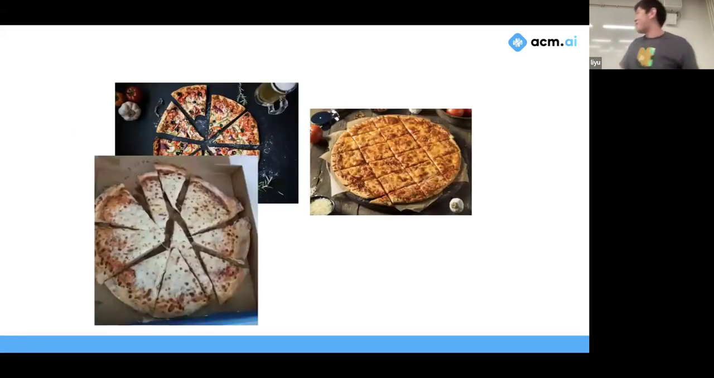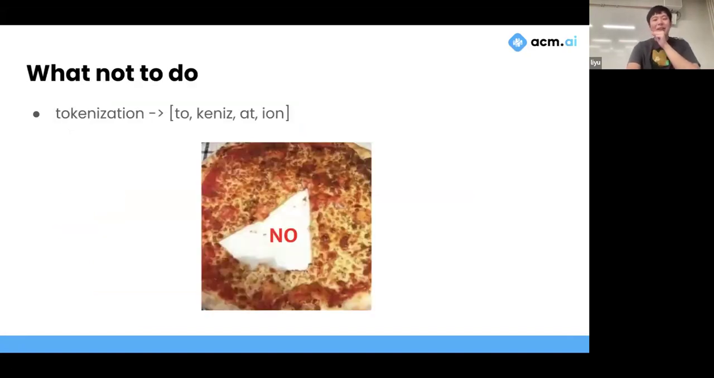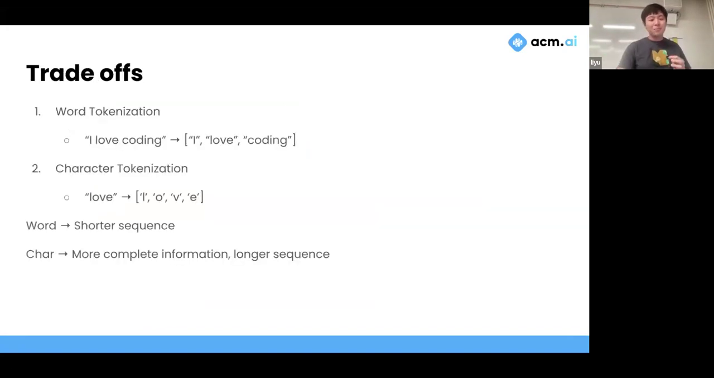So yeah, there are many different ways of tokenizing words, and just like how there are many different ways of cutting pizza, some are better than others. One of the questions is, how do we cut something like this? These are all sort of wrong ways to do it. There are things that you shouldn't do, like divide up a word completely randomly. And there are some things that people have figured out can be done, such as just doing it on a whole word level.